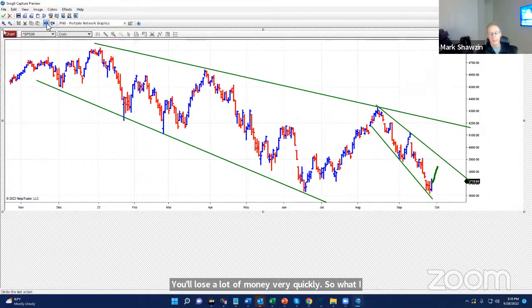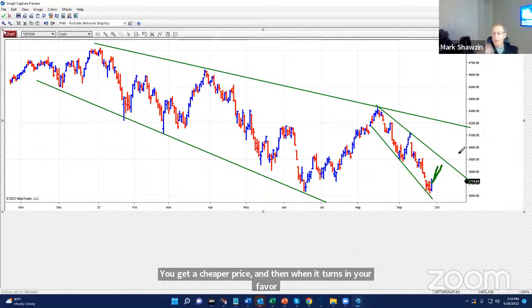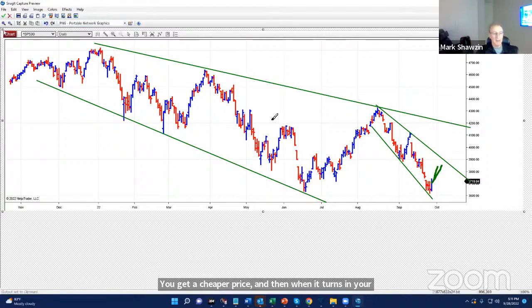So what I try to do, and again, it takes some vision and creativity and really understanding what you're looking at, is as this is rallying here, I'm buying out of the money put options in anticipation that it's going to turn. The best thing is to buy that put option while the market's rallying, because the premium is declining. You get a cheaper price, and then when it turns in your favor, you make a boatload. And I made 7 figures right here. I bought these put options for $1.50. I got out at 14. That's what I look for in the market, these kind of moves.